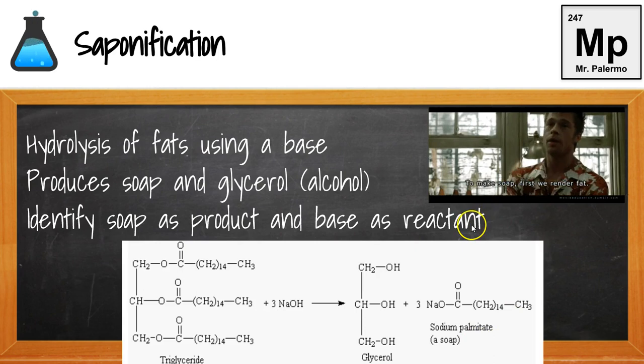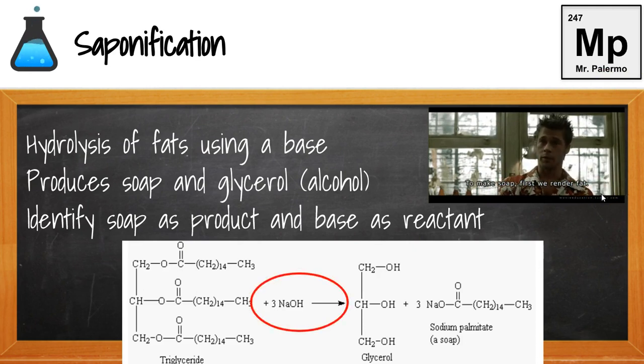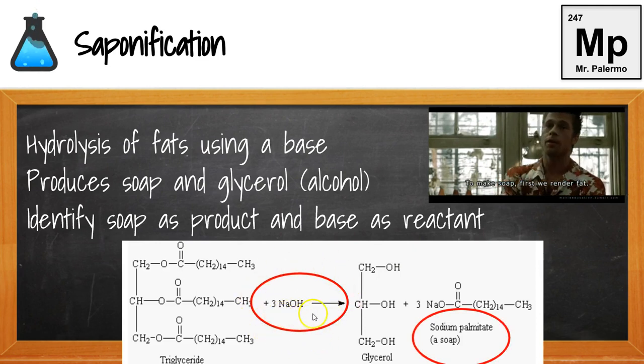If you've ever seen the movie Fight Club, at the end, that's actually what they're making. They're rendering fat to produce soap. Looking at the reaction, on the reactant side, we have NaOH, that's a strong base, and then we have our soap as a product.